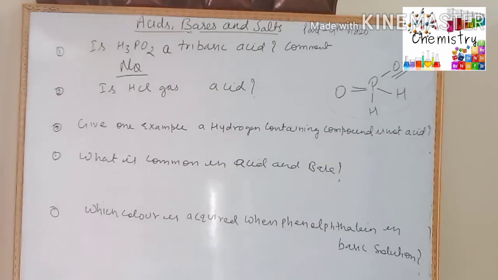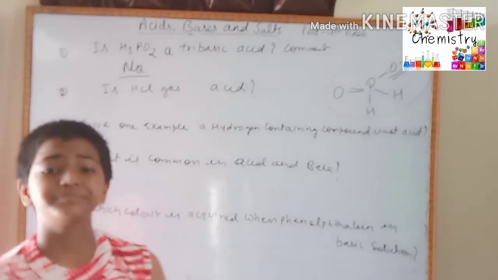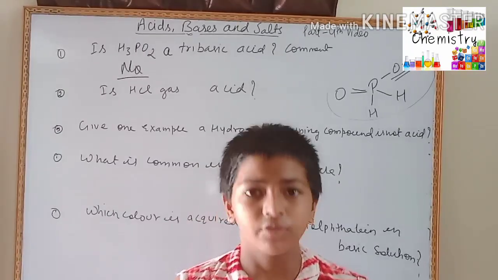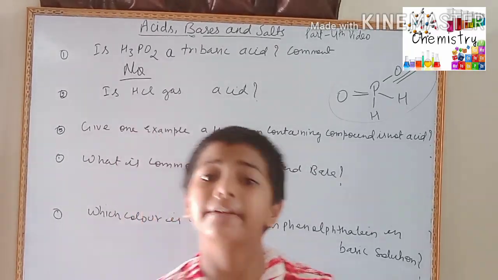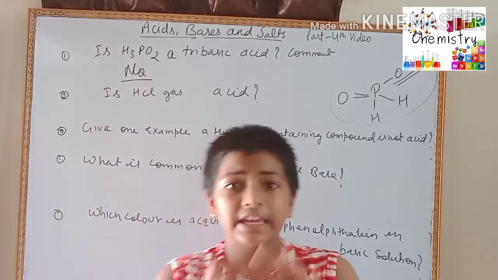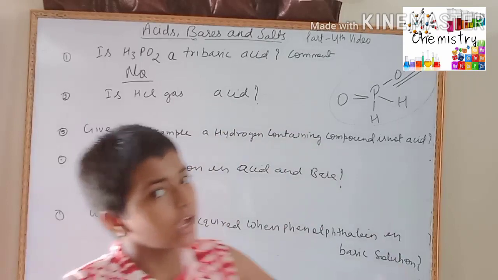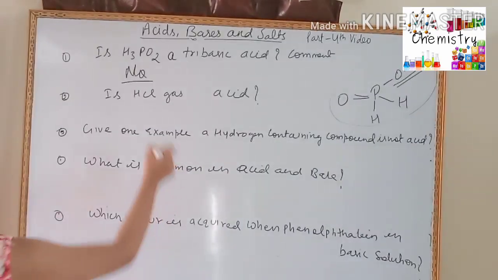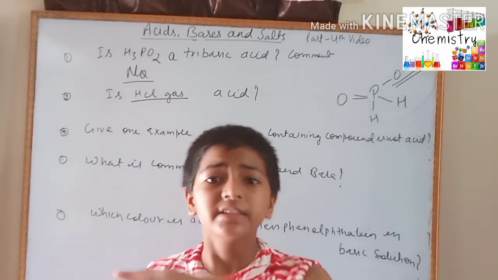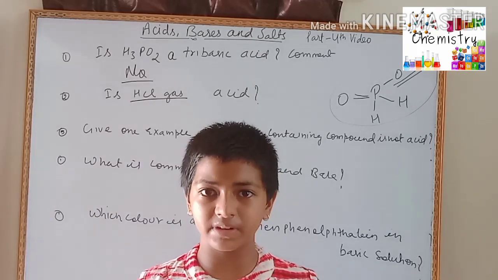The next question is: is HCl gas an acid? First of all, when you dissolve HCl in water, it will release the hydrogen ion, so then we will be able to know that it is an acid. But over here, HCl is in the gaseous state, which means it is flowing in the air. No water is present at that time.